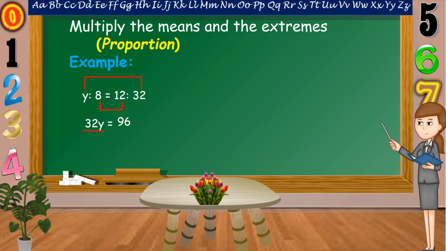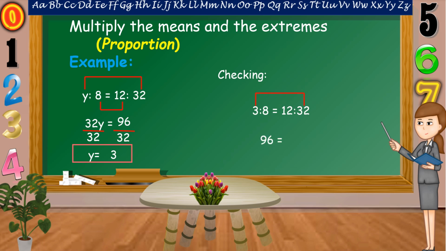Next, we're going to eliminate 32 by dividing both sides of the equation by 32. So 32y divided by 32 is equal to y, as we cancelled 32, and 96 divided by 32 is equal to 3. Therefore, the value of y is equal to 3. To check whether our answer is correct or not, we use the value of y in our original equation. y is equal to 3, so 3 is to 8 is equal to 12 is to 32.